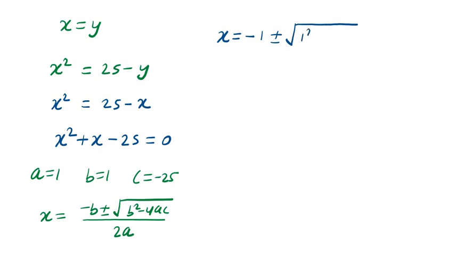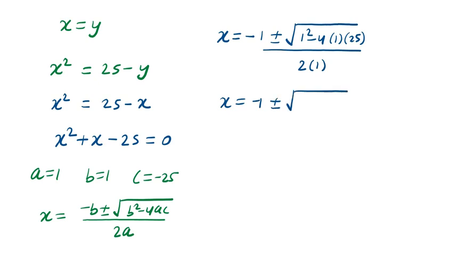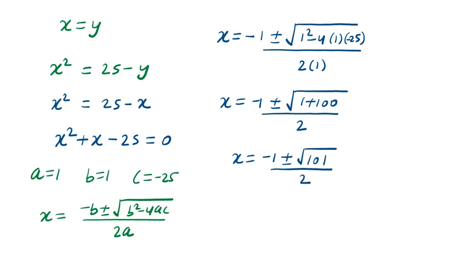Then x is equal to minus value of b, which is 1, plus minus square root of b replaced by 1 square minus 4 times value of a, which is 1, and value of c, which is 25, over 2 times value of a, which is 1. Now x is equal to minus 1 plus minus square root of 1 square is 1 minus 4 multiplied by minus 25. Then you will get plus 100 divided by 2 times 1 is 2. Then x is equal to minus 1 plus minus square root of 1 plus 100 is 101 divided by 2.